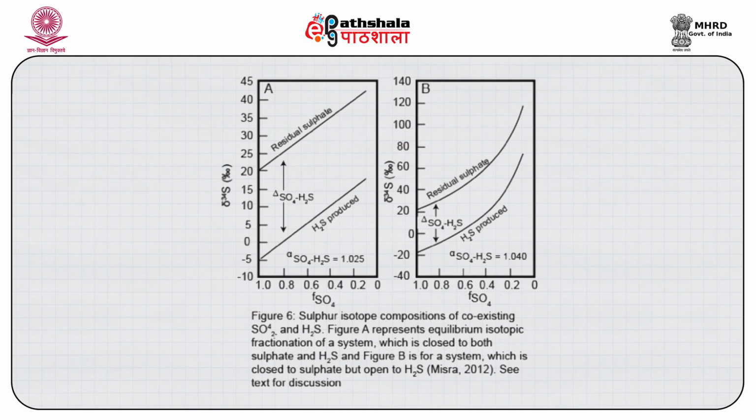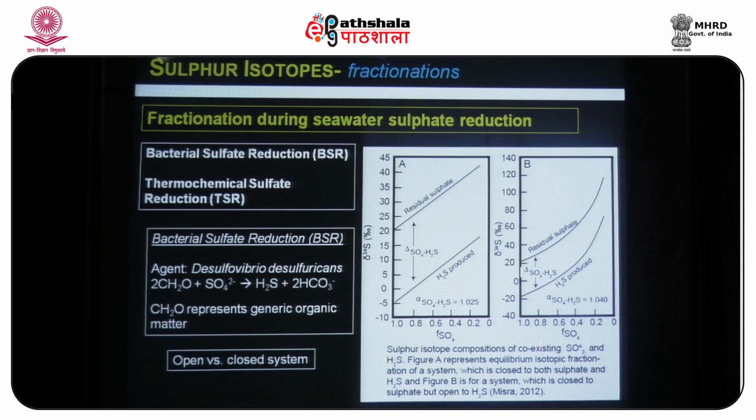Now, in the other case, the system is open to seawater sulfate. That means seawater sulfate is able to replenish the zone of sulfate reduction below the water table, whereas the H2S is being consumed by the processes I have just mentioned. In the early stage, the H2S produced will have a strongly negative value, because there is an extreme fractionation between SO4 and H2S, as I have already mentioned: sulfate takes in the heavier isotope and sulfide takes in the lighter isotope.